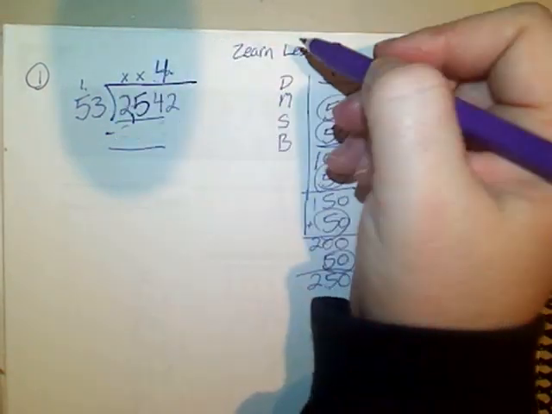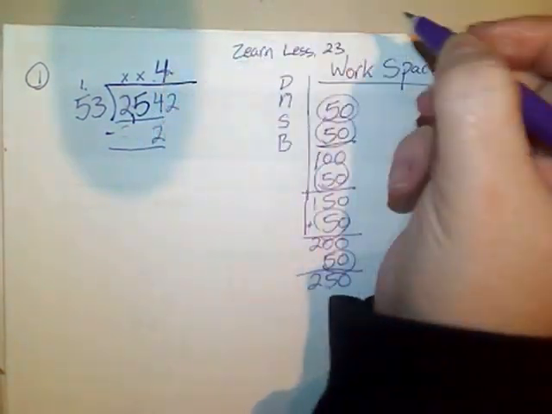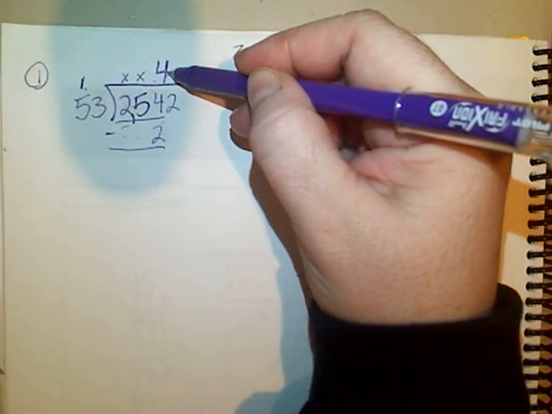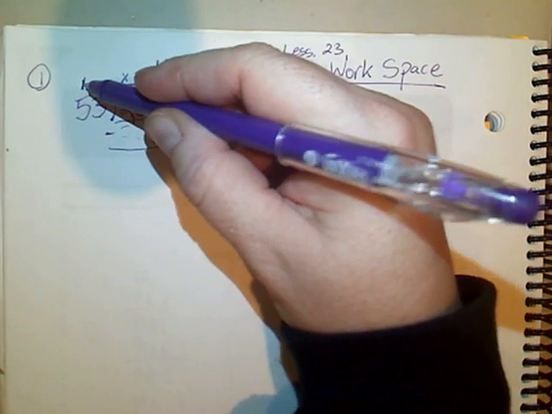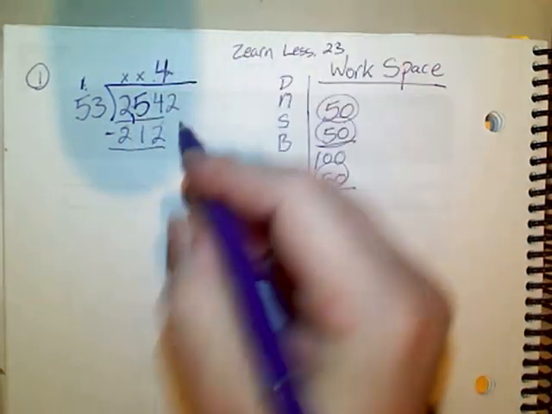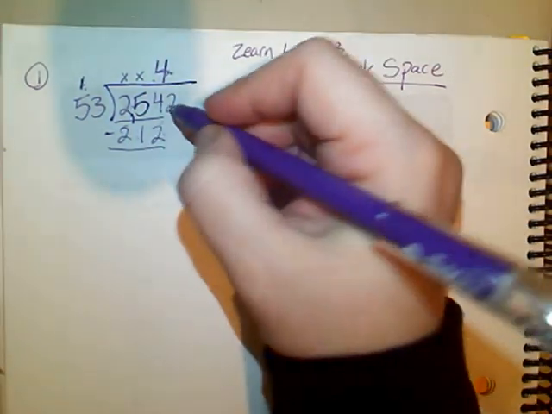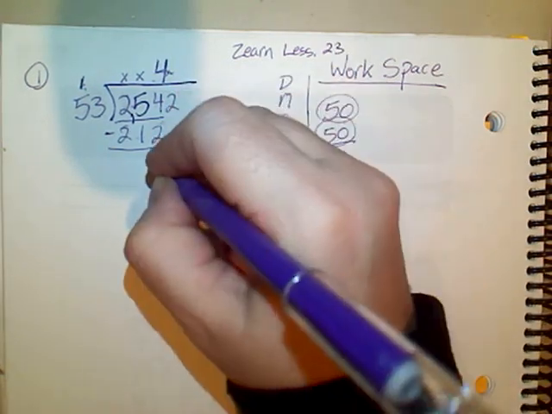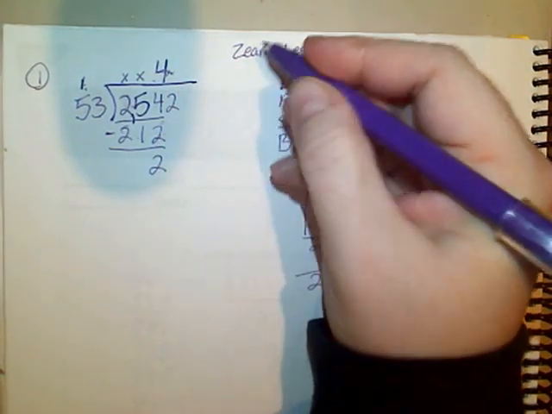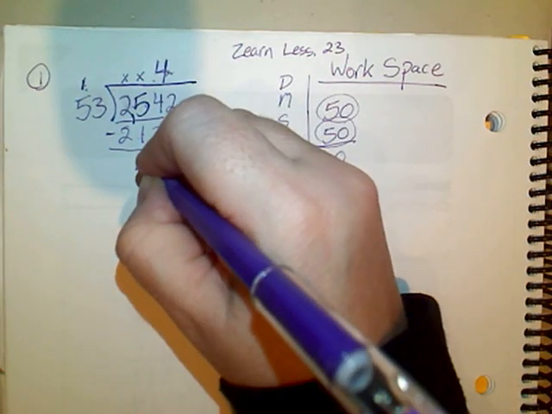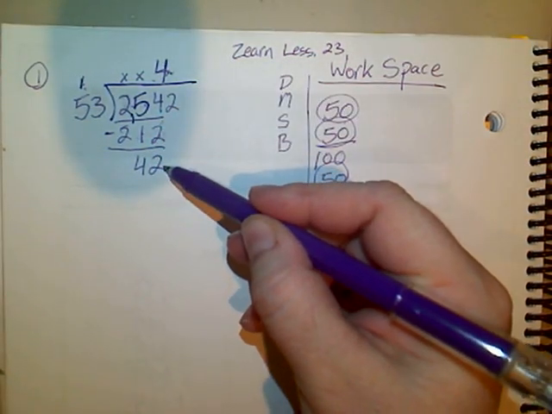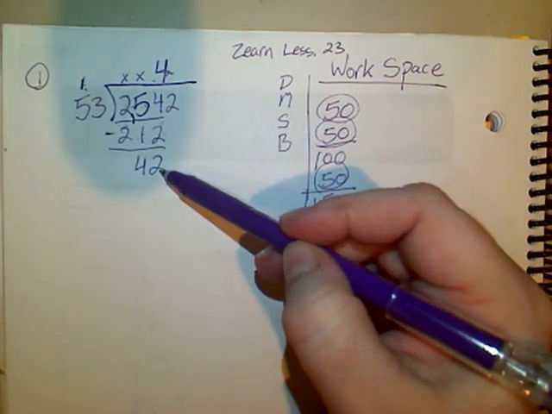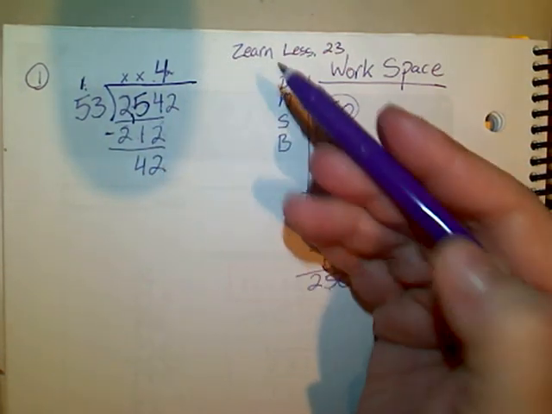What's 4 times 3? 12. Carry my 1. What's 4 times 5? 20 plus another 1 is 21. Is this okay? Now let's see our remainder. Our remainder here is going to tell us a lot too. 4 take away 2 is 2. 5 take away 1 is 4. If I quickly look at here, this remainder of 42 is less than 53. Is that good? Yes.